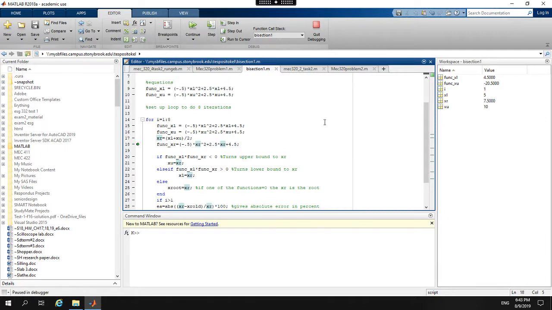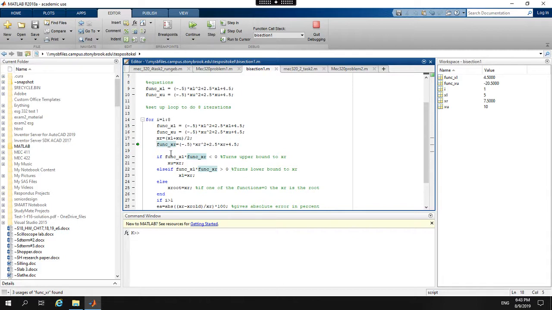So we get our first xr to equal 7.5. That's good. That's following what we already did by hand. And now what we could do is calculate our function for f(xr). If you remember in our last video, we did use the function of xr to check where the roots are, if they're between the upper and lower.